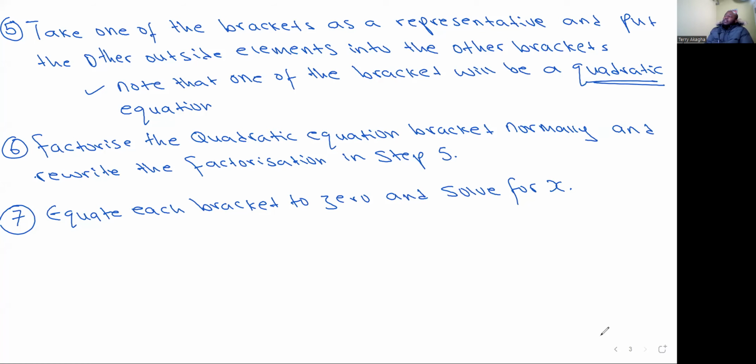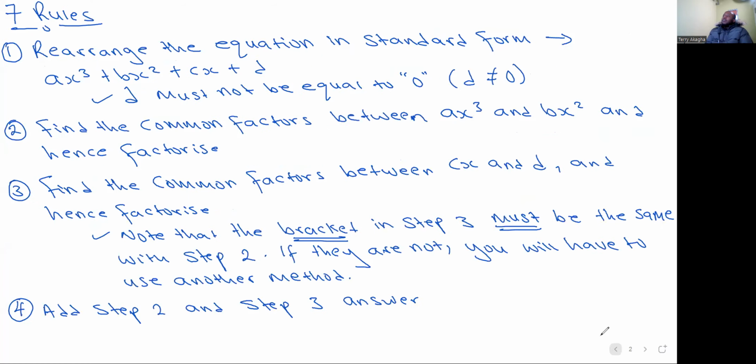All right, so let's pick an example and we'll apply these 7 rules to solve it. Let's assume that you were told to factorize, or solve: we have x cubed minus 4x squared minus 9x is equal to minus 36. So we're asked to factorize or solve this, depending on what they ask you to do.